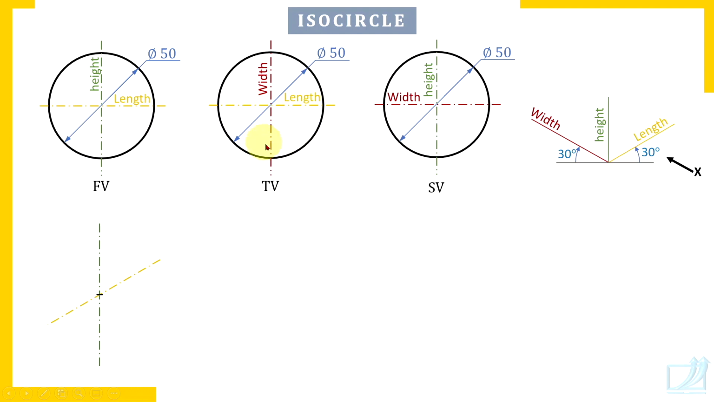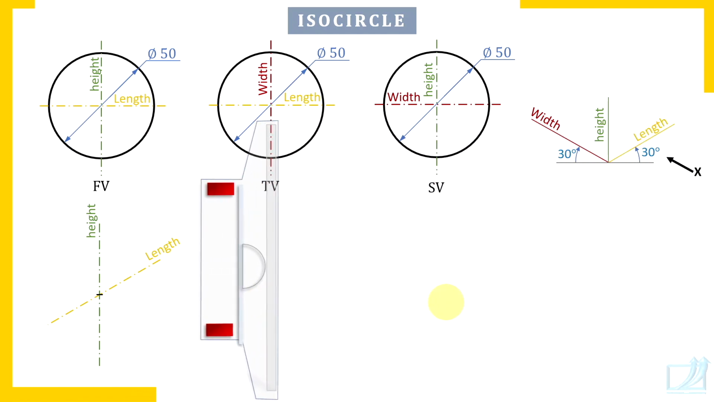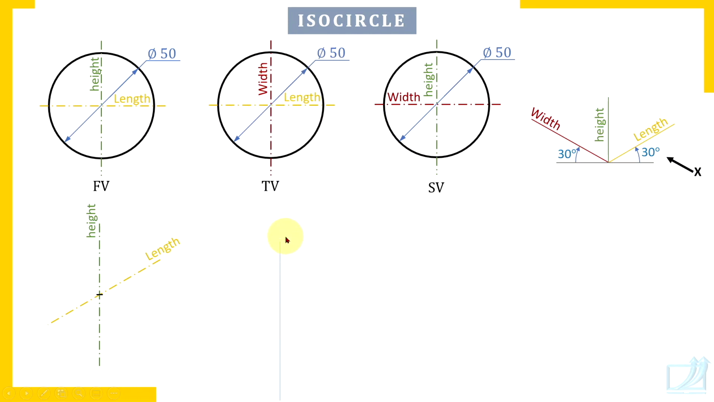Now if the circle is in top view, you will have to select reference lines parallel to length and parallel to width. So parallel to length and parallel to width. So check here. Draw first of all a faint vertical line. We don't need the height axis here to draw the circle in the top view. But still draw a faint vertical line. Let's assume that here is the center of this circle in isometric view.